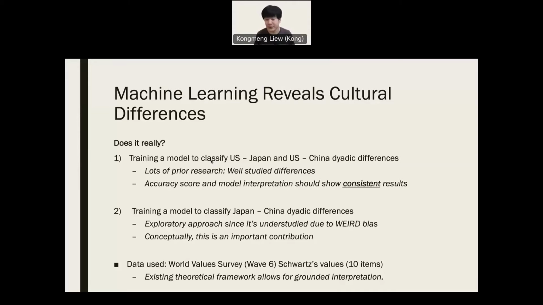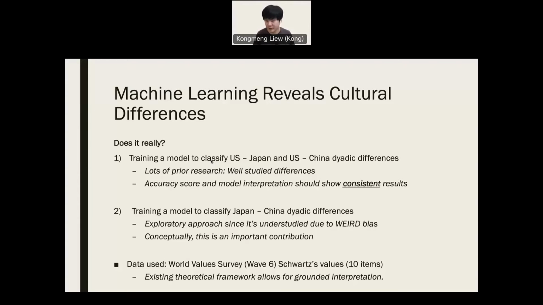1 or 2,000 participants per culture for the US, Japan, and China, I wanted to use a model to classify between the US and Japan and US and China, because there's a lot of comparative research looking at these two comparisons. So we are quite aware of the differences between these two cultures. So if this approach that I've been explaining, using gradient boosting, decision trees, and cross-validation, is valid, then we should be able to see consistent results in our model that can be understood in the context of previous literature.